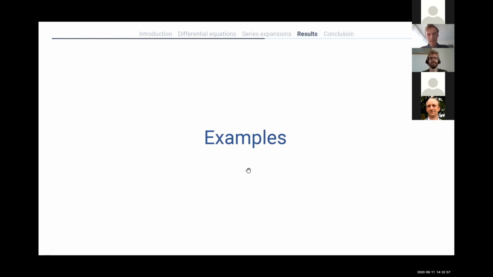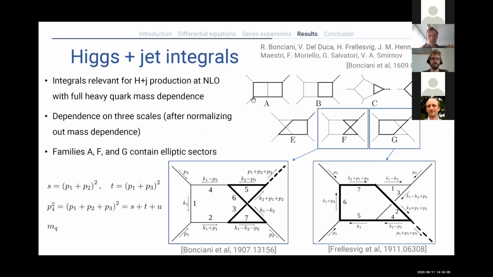Okay, so the beginning of the talk is rather dense. It's hard to make that any nicer, but now we can do some examples, and with some pictures things become more straightforward. So, these series solution methods: one thing that we applied them for was the computation of Higgs jet integrals.